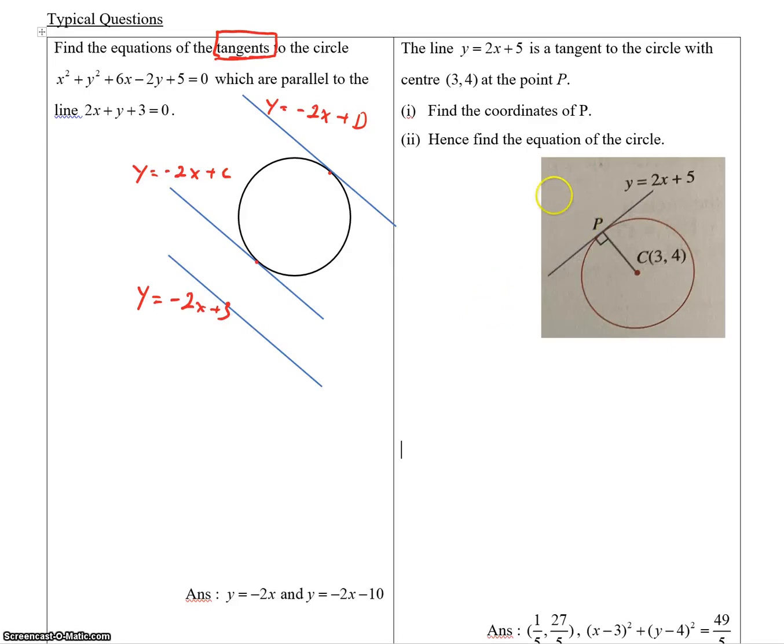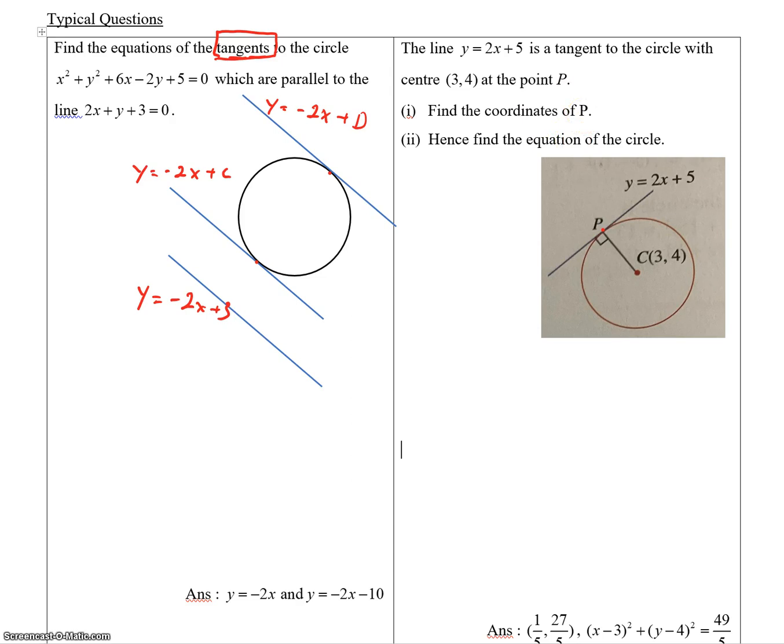So the next question we're going to go through is this one on the right side. We have one line, this one, and it's a tangent to the circle, and this circle has center 3, 4. So over here is the center, and the tangent is at the point P. This is the point where they actually touch. We are supposed to find the coordinates of P.